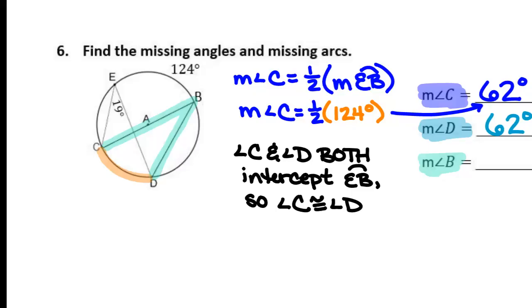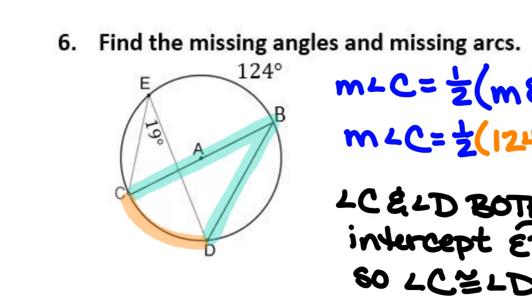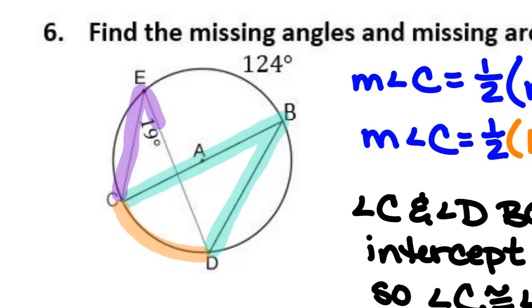So I can't use the same way I did angle C. Is there another angle that's intercepting that same arc? What other angle is intercepting the same arc? Yep, CED. This angle right here intercepts the same arc. If they both intercept the same arc, what is true about those two angles? They are congruent.